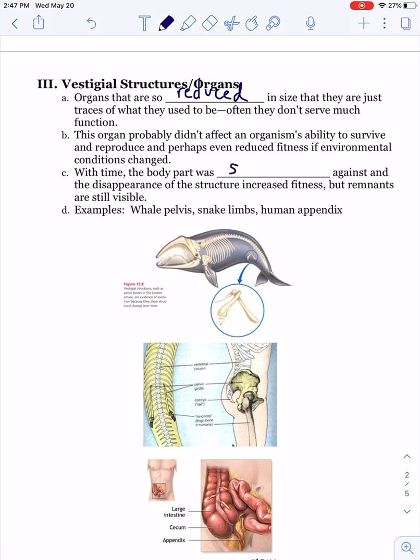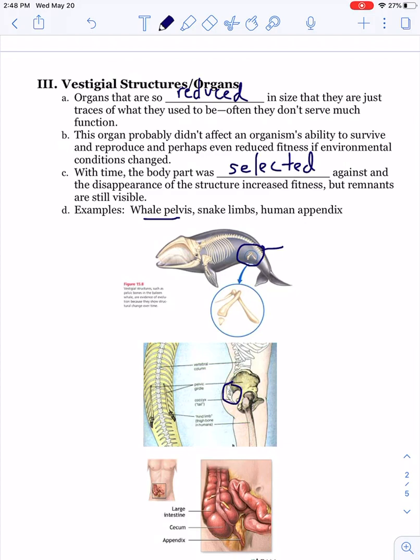So with time, the body part was selected against and essentially disappeared. Really good examples are whales. They have what's left of a pelvis because the ancestor to the modern day whale was a land mammal, and that mammal went back to the sea to start to utilize a resource that was being underutilized for food, and then eventually lost the ability to walk, and over millions of years gained a tail and lost its limbs. But what's left of the pelvis of that ancestor is actually still there.